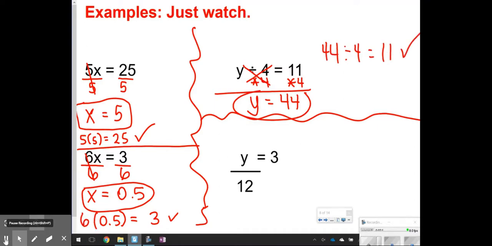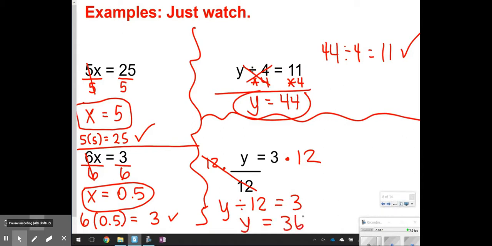On the screen also is a division problem. y over 12 also means y divided by 12, and that's going to be equal to 3. So you're essentially multiplying by 12 on both sides. 12 times y divided by 12 will cancel out, so all you're left with will be y, and then 3 times 12 will give you your answer. That means my answer is going to be equal to 36.